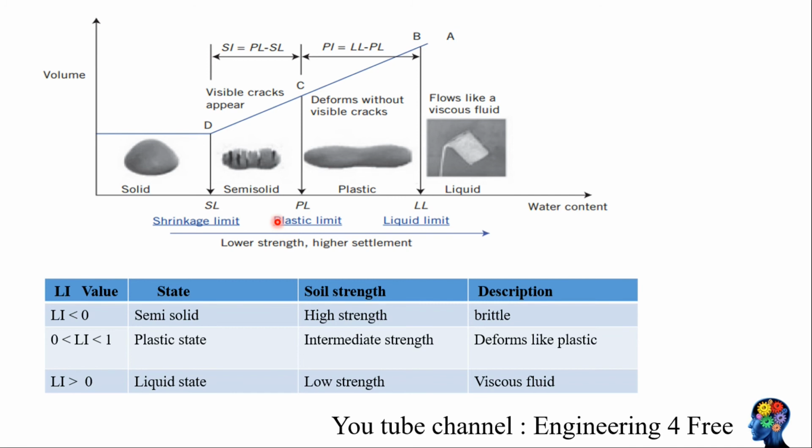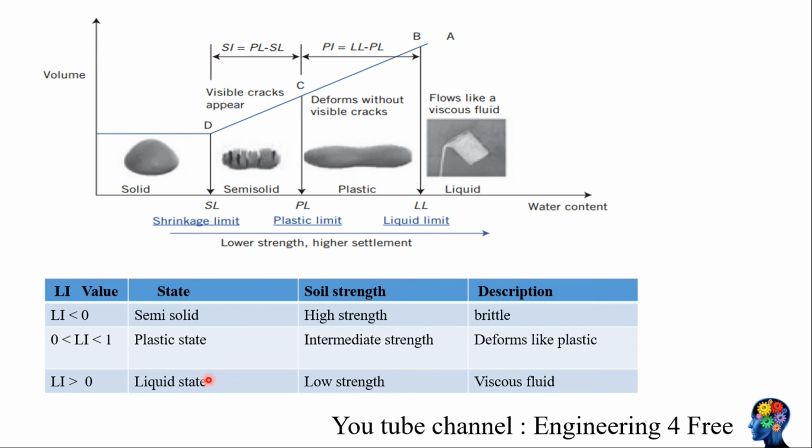We can numerically interpret this concept using the liquidity index. If the liquidity index is less than 0, the soil is in a semi-solid state and has high strength, so it behaves somewhat like a brittle material. If the liquidity index is between 0 and 1, the soil mass is behaving as a plastic and is in a plastic state. It will have intermediate strength and deforms like a plastic. And if the liquidity index is greater than 1, it is in a liquid state. It will have low strength and flows like a liquid.